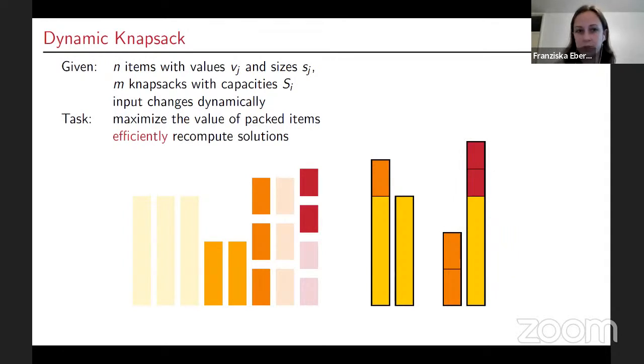recompute our solutions. Now, most of you know that multiple knapsack, even without any dynamic changes, is strongly NP-hard. So this means we don't expect to find an algorithm that always finds the optimal solution in polynomial running time. So we have 2 choices to make. Either we drop optimality conditions or we drop the polynomial running time. And since we want to efficiently recompute solutions, what we do is we drop the optimality requirement.